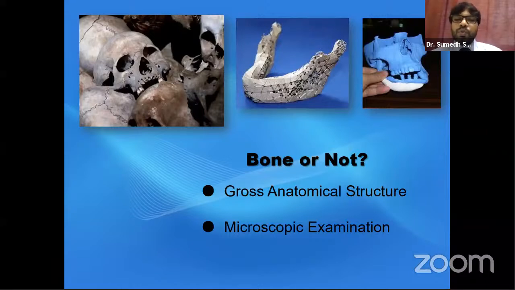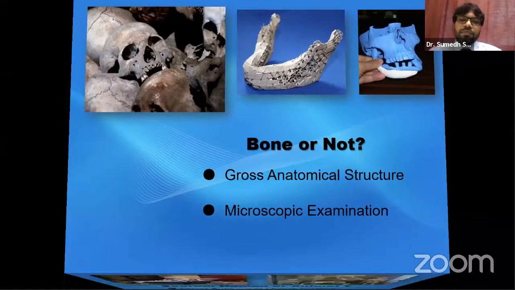Then when you go to microscopic examination, there is a typical or peculiar lamellar pattern you can observe. The Haversian system is there. So histologically or microanatomically, you can distinguish bone. Further, you can distinguish between animal bone and human bone also. So you can identify whether the given skeletal remains is bone or something else.